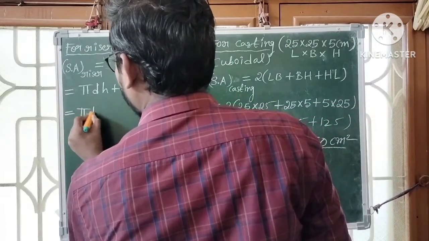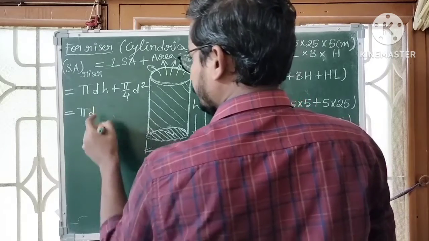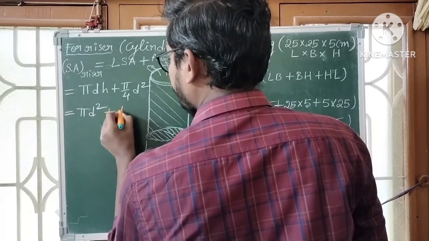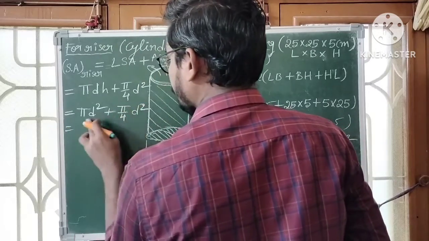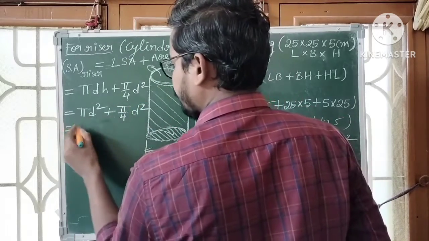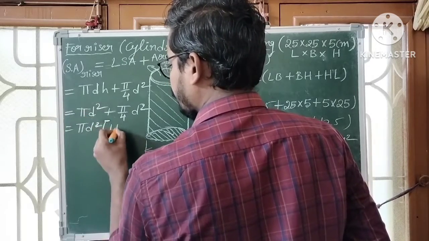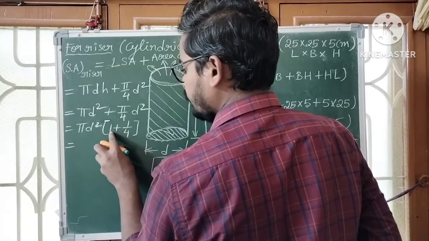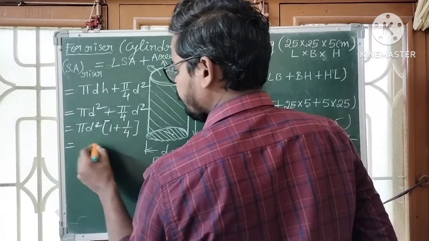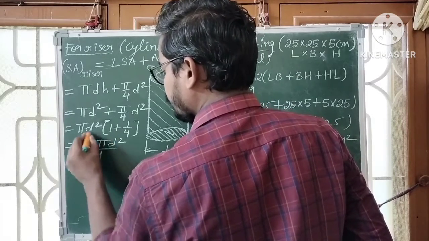Pi d into h; here we know that d is equal to h, in place of which we can take d. So pi d into d square plus pi by 4 into d square. Now see, look at first term and second term. Pi d square is common. Here we have 1 plus 1 by 4. 4 ones are 4 and 4 plus 1 is 5. So 5 pi d square by 4.